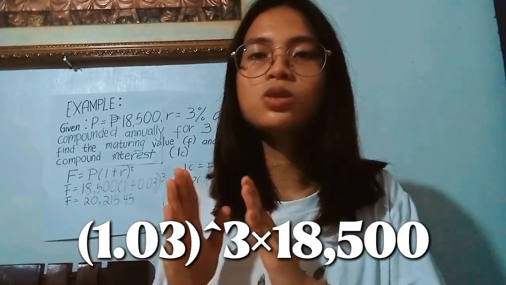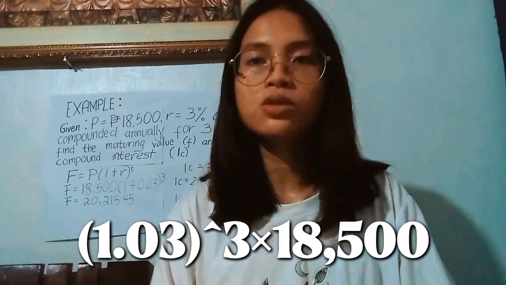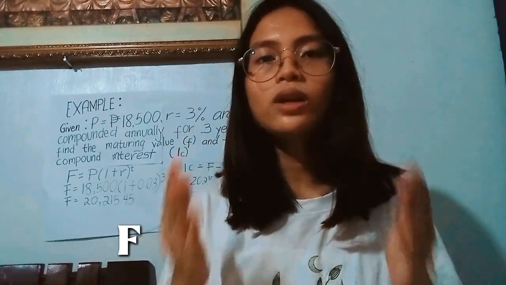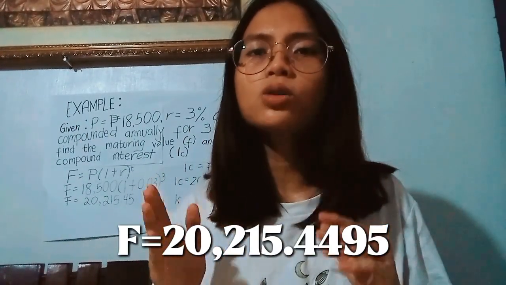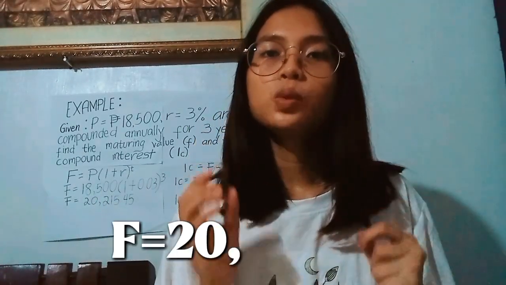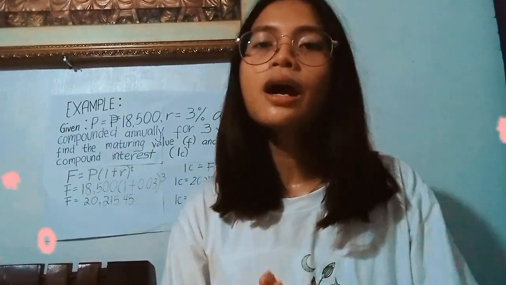Ako, hindi ko na siya isusulat. Dahil kapag lumabas na sa calculator nyo itong sagot sa 1.03 raised to the 3, imumultiply nyo agad siya sa 18,500. So, bali ang sagot dito guys, yung future value niya after 3 years is 20,215.4495. Or kung gusto niyo naman i-round off, ang sagot ay 20,215.45 gaya ng sagot ko. And we are done to our problem.